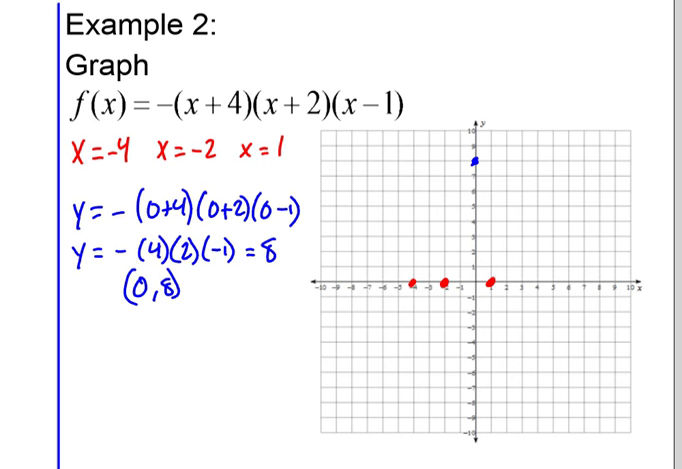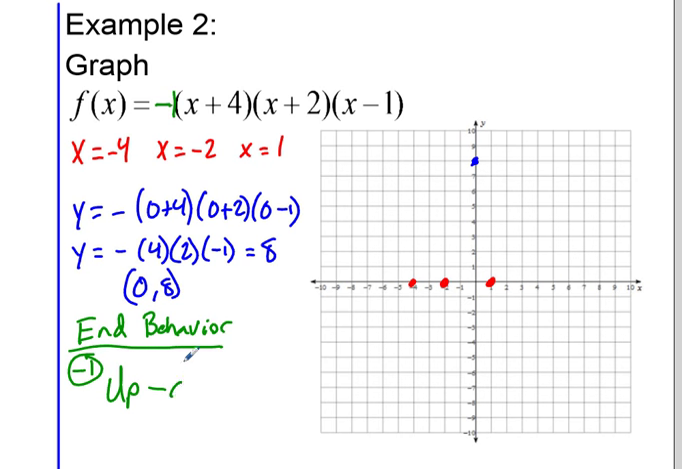And then lastly, our end behavior, the direction that the arrows are going at the beginning and end of the graph, remember, is controlled by looking at the value in front of the first factor. In this problem, it is a -1. So because of that -1, it means that this graph is going to continue in an overall downward direction, which means it starts by pointing up and ends by pointing down.